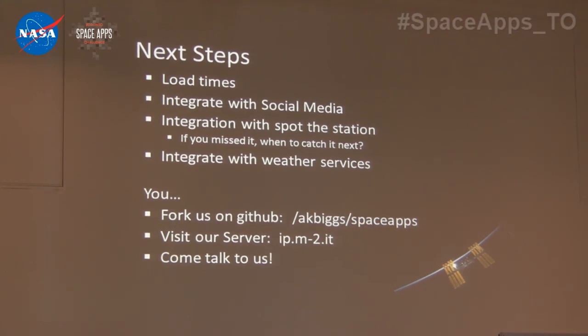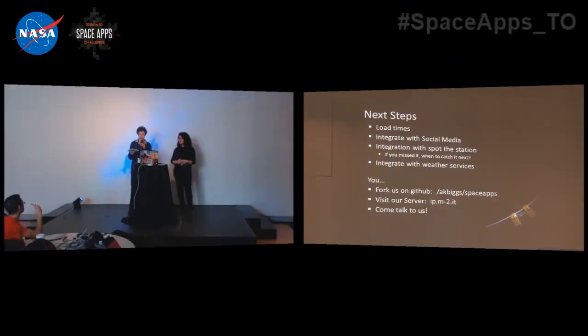The other thing we could do is integrate with social media networks, such as Facebook and Twitter. One really cool feature would be to integrate with Twitter so that if a user made a tweet right after they saw the station, saying, saw the station at Ontario or something, we could automatically add that information to our database. It would also be nice to integrate with Spot the Station and with weather services for a smoother user experience. Focus on GitHub, visit our service, and come talk to us.